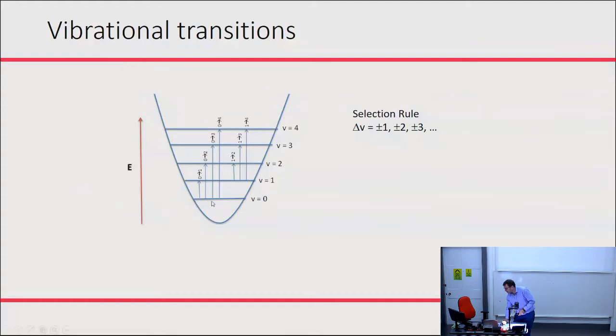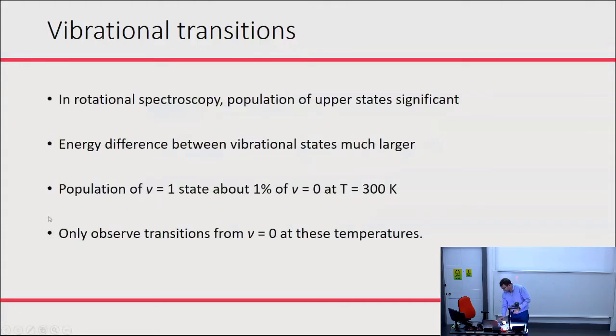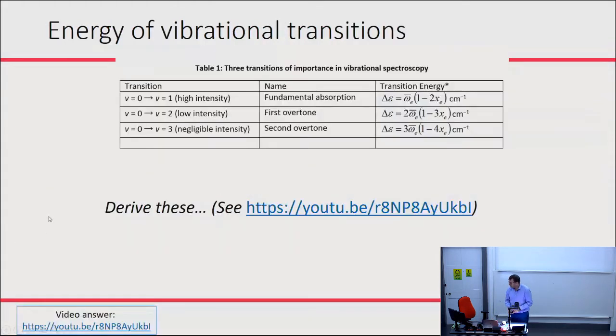Here we have V is equal to 0 to 1, that's the first fundamental absorption. V is equal to 0 to V is equal to 2, that's called the first overtone, and of course V is equal to 0 to V is equal to 3. So we can very easily calculate expressions for those energy differences. This is the first overtone and the second overtone.